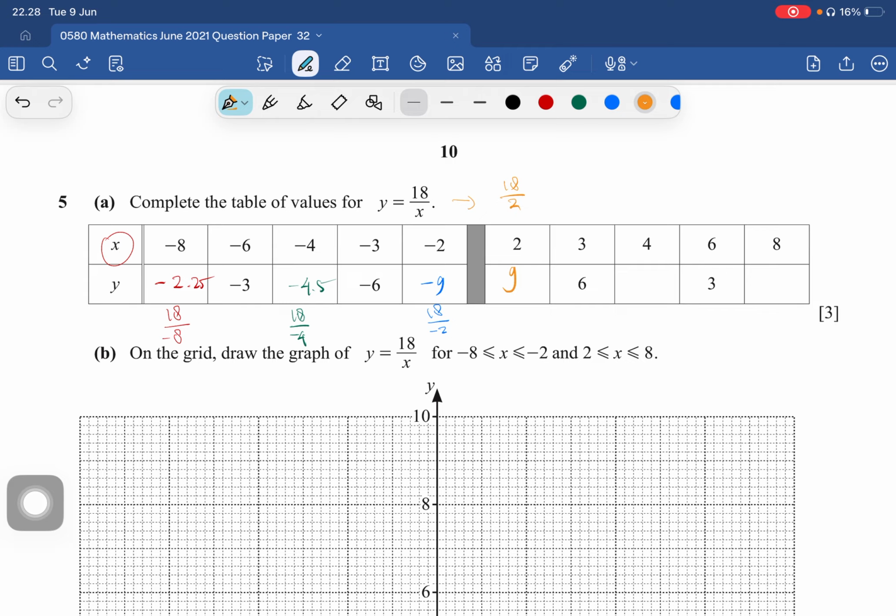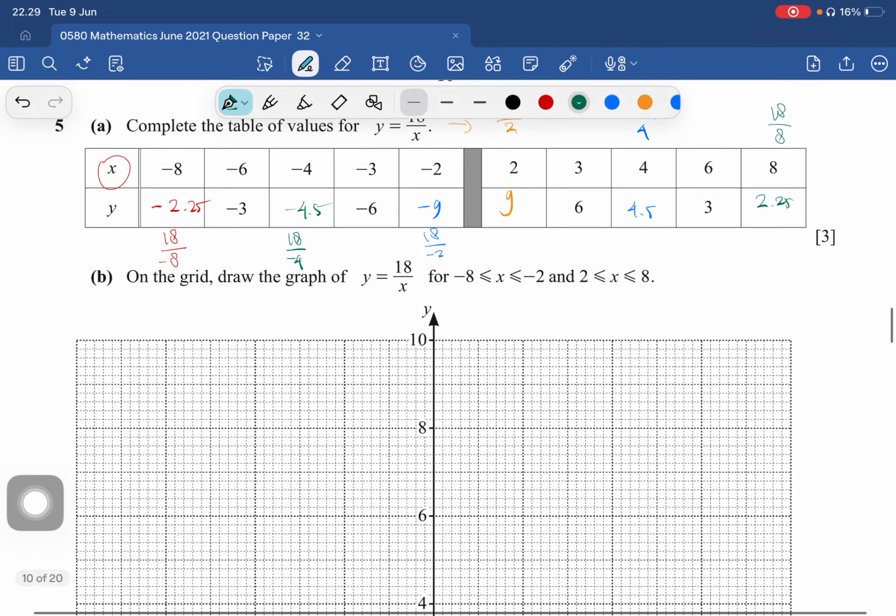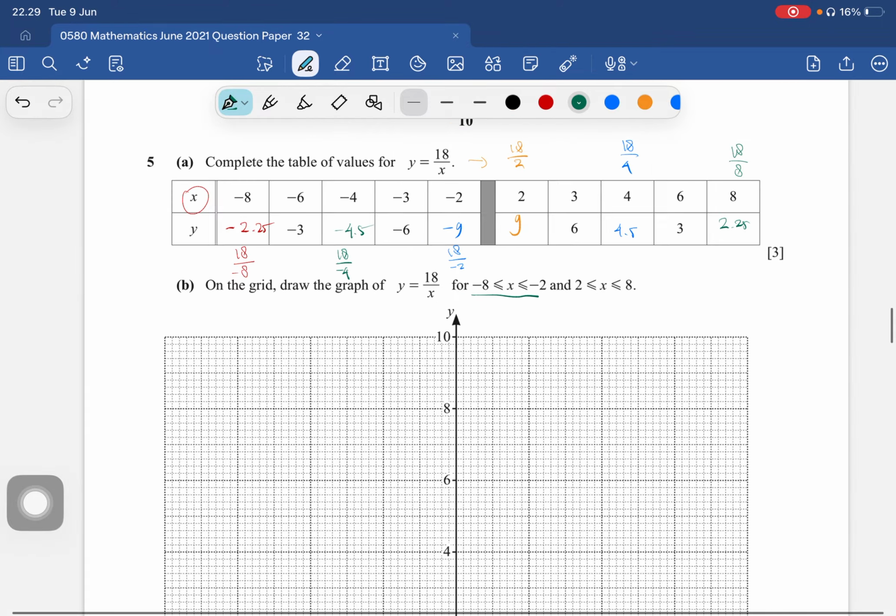Now when x is positive, we can just substitute it to find the value of y. So 18 divided by 2 is equal to 9. Next, 18 divided by 4 is equal to 4.5. Then the last, 18 divided by 8, this is 2.25. On the grid we can draw y equals 18 over x from negative 8 till negative 2.